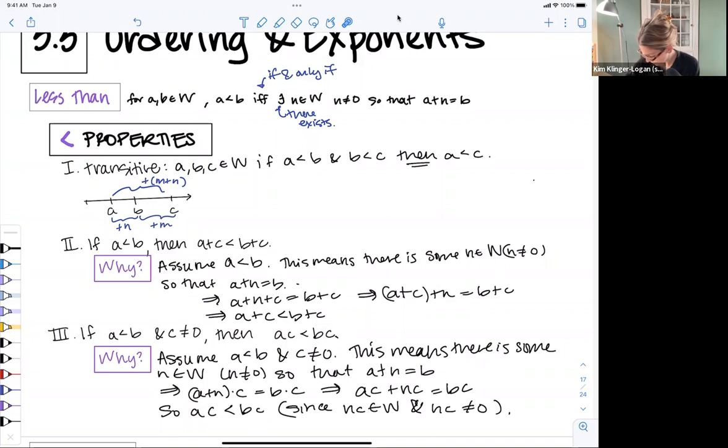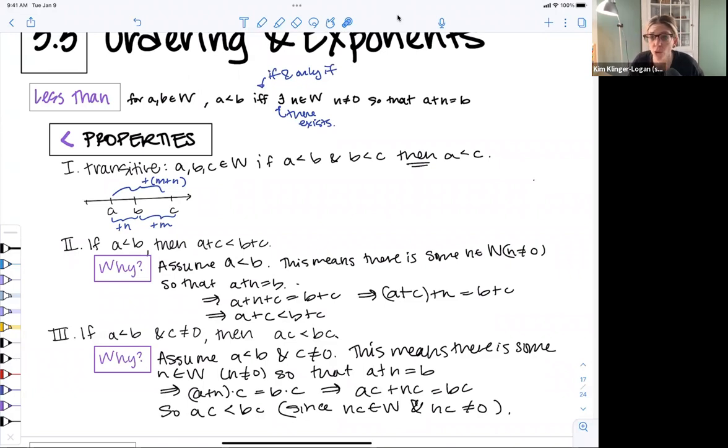Okay, so these are the three properties that we have for our inequality here. If I have an inequality between two whole numbers and I add a little bit to both sides, the inequality still holds. Same thing happens if I multiply on both sides. So one question to think about is what happens if I did not assume that C was non-zero here? Would this statement still be true? If I eliminated this extra assumption, if I just assume that A was less than B, would I still be able to show that AC is less than BC? Maybe pause and think about that for a second.